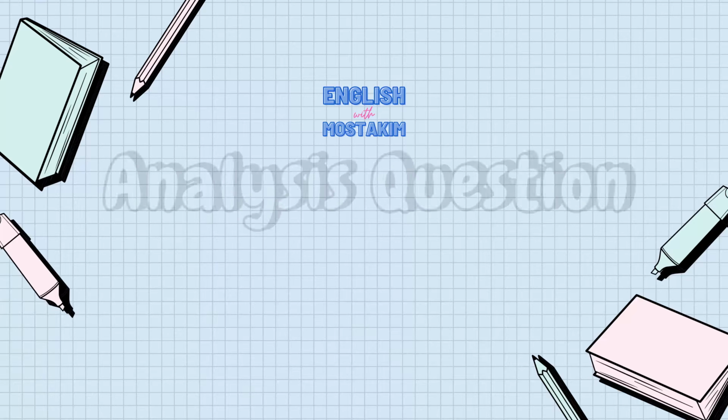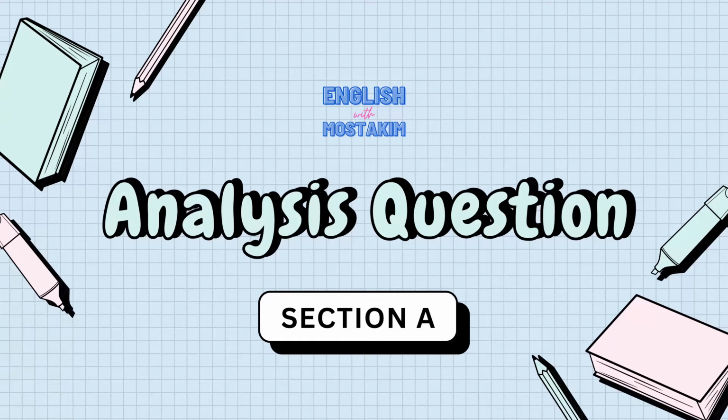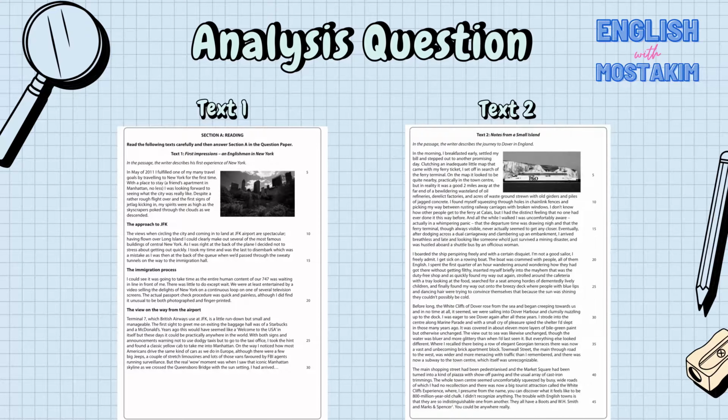In this video, we are going to learn how to answer the analysis question of section A. This section contains 40 marks and there are two analysis questions, questions 3 and 6, based on two text extracts, text 1 and text 2. The question contains 10 marks for each of them.